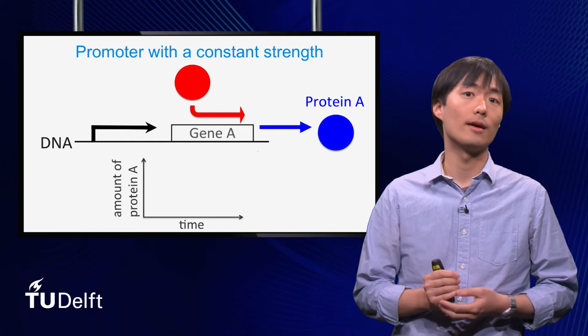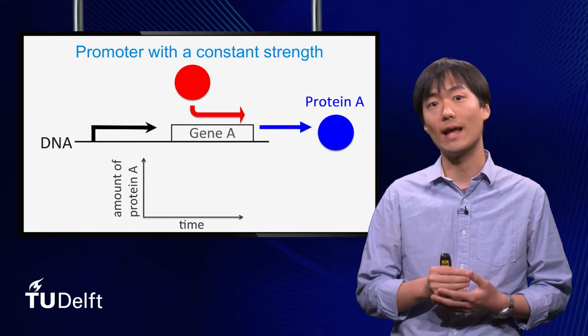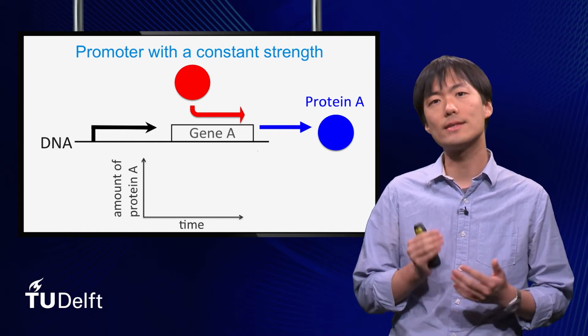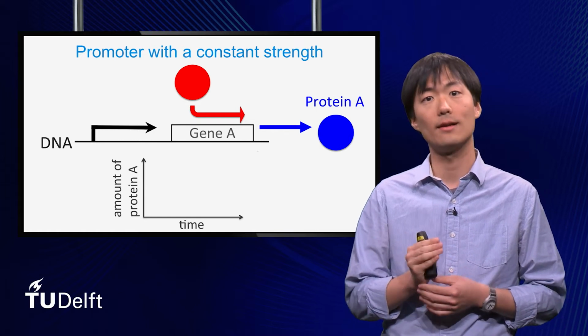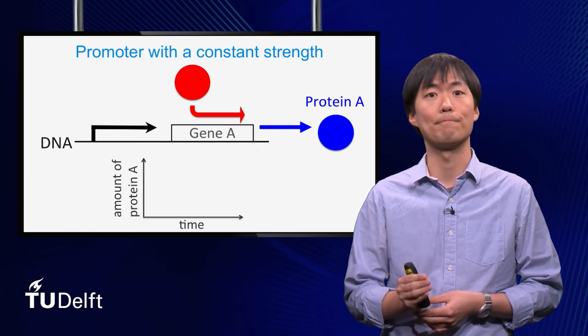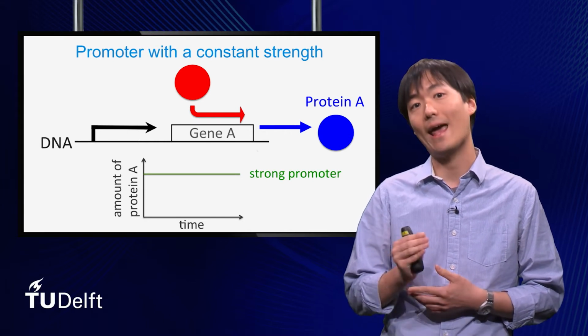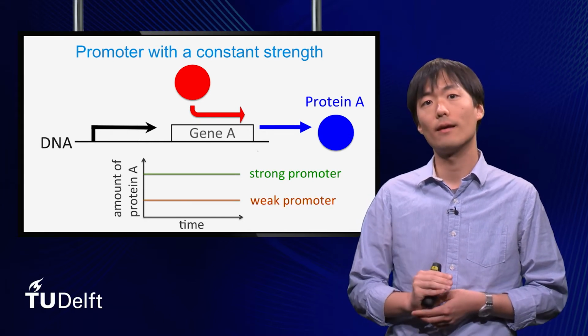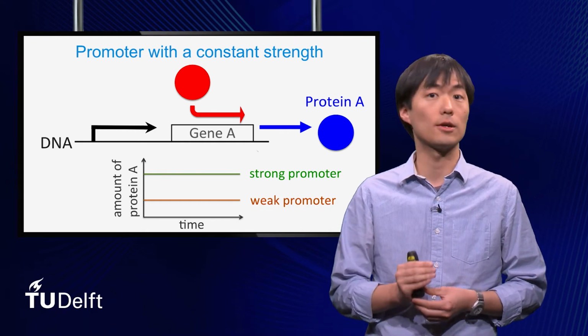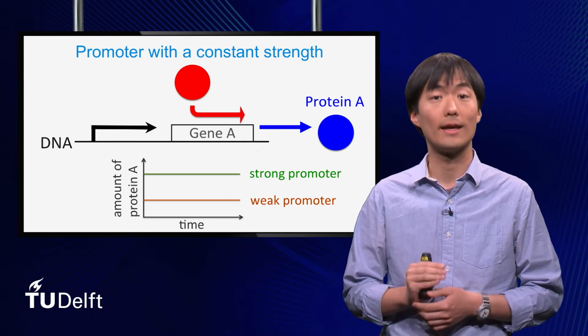For example, a promoter can produce a gene at a constant rate. This means that the amount of protein in a cell is constant over time. A strong promoter makes a high amount of protein A in the cell. A weak promoter makes a low amount of protein A in the cell.